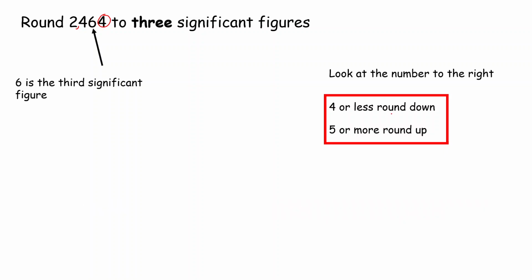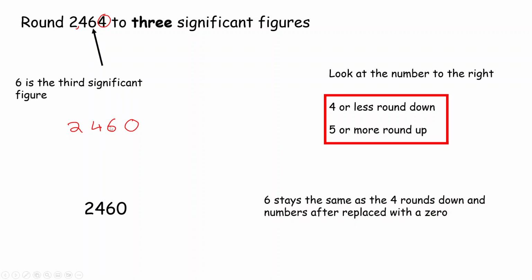Because 4 is 4 or less, you keep the 6 the way it is, but importantly, with significant figures, you keep it as a 6 and this time you replace the numbers afterwards with a 0. So it's going to be 2,460, as you can see down below. The 6 stays the same as the 4 rounds down, and the numbers after are replaced with a 0, and that's really important.